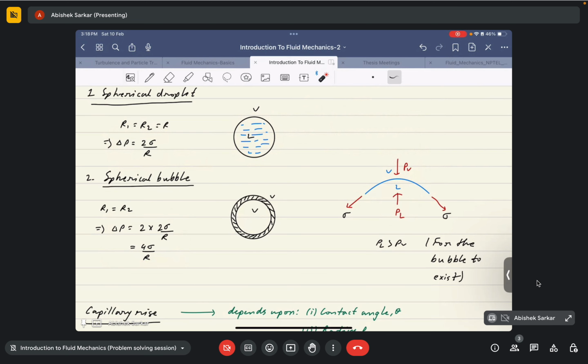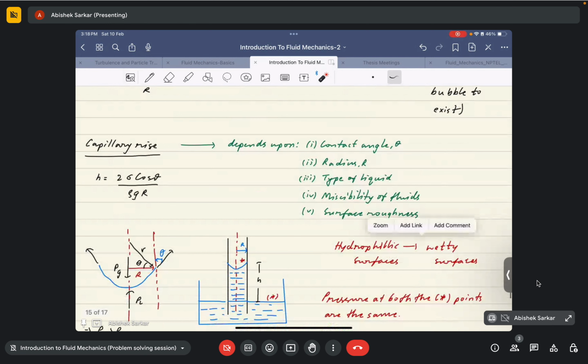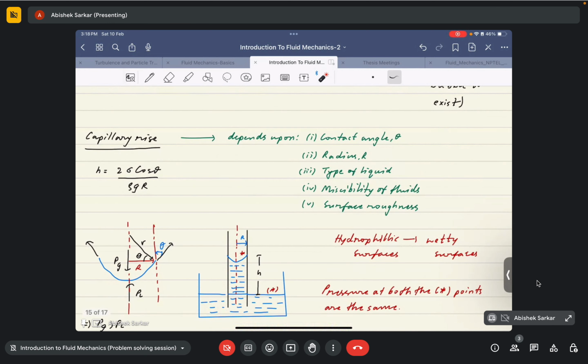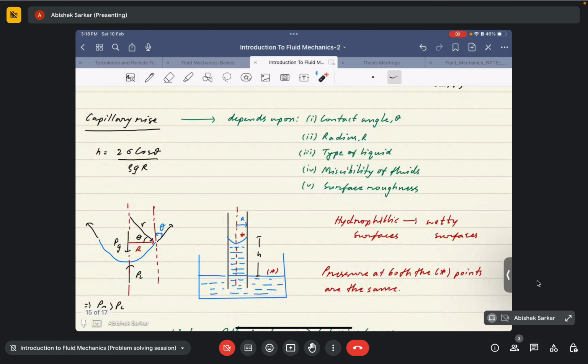Okay, so now we'll go to the third topic that was discussed in the lecture, that is the concept of capillary rise. It's also one of the implications of surface tension. I guess it's obvious through the image here, but have you ever observed capillary rise in your lab experiments or in your day-to-day life, or any phenomenon where capillary rise is very important? Can you give an example?